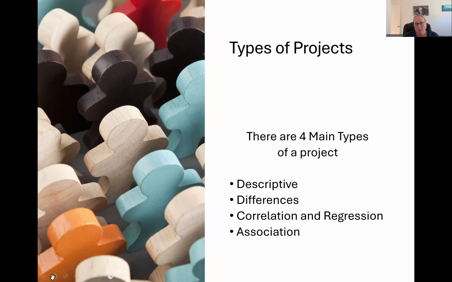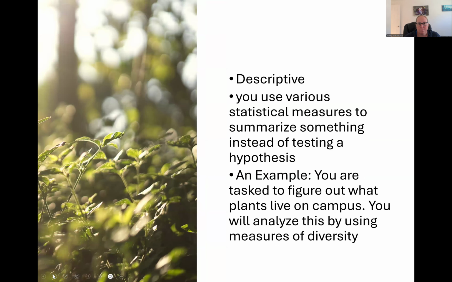So there's different types of projects, 4 main types. We have a descriptive, differences, correlation and regression, and an association. A descriptive project is where you use a bunch of measures to summarize something instead of testing a hypothesis. So what does that even mean, right? As an example, if I asked you to go on campus and walk around and write down all the plants, you can't really analyze that using any particular statistical test. So you use it by measuring diversity, and that's a Shannon-Weiner index, and we will learn about that later.